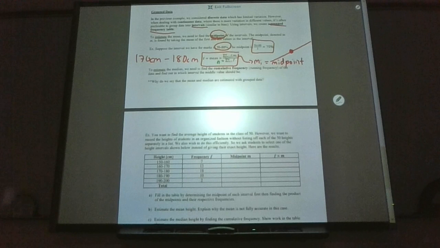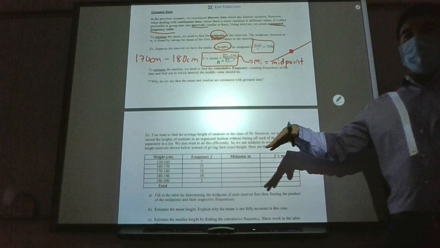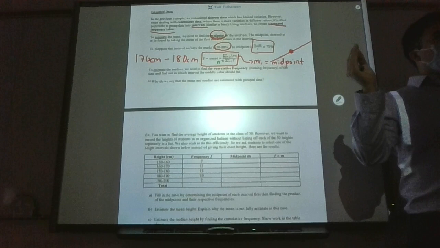Now, because we're looking at continuous data, because continuous data has more range, we decided to put it in intervals, right? You could put discrete data into intervals, by the way, but for the most part, we tend to use this for continuous data. That's generally what we do.